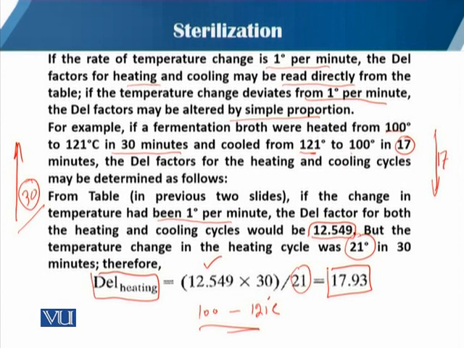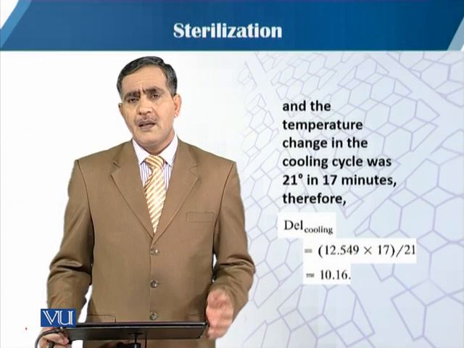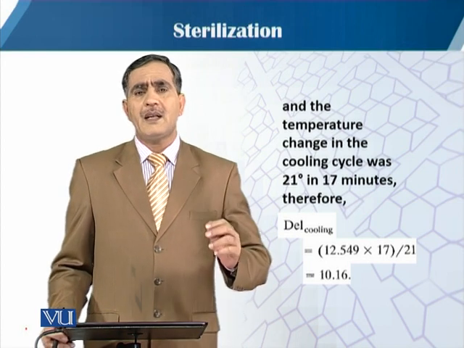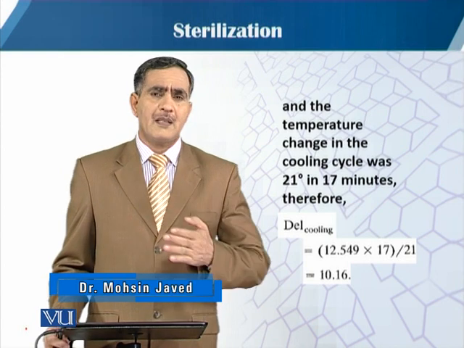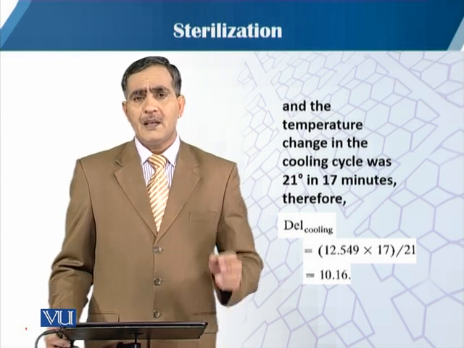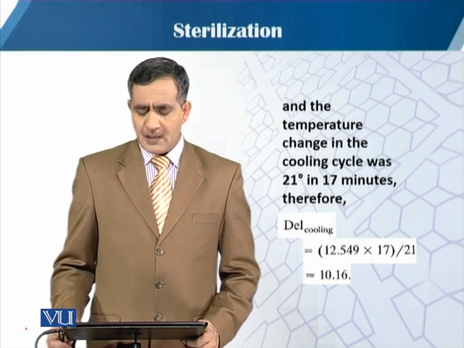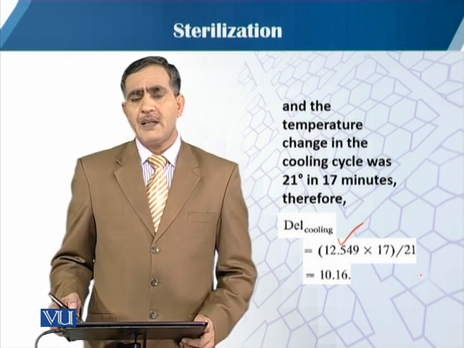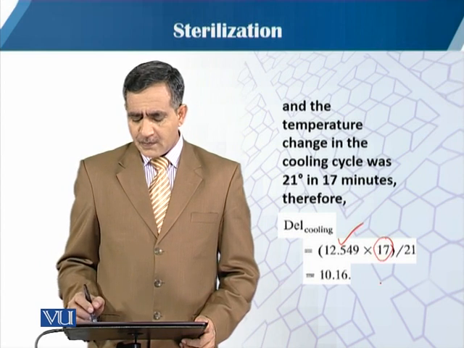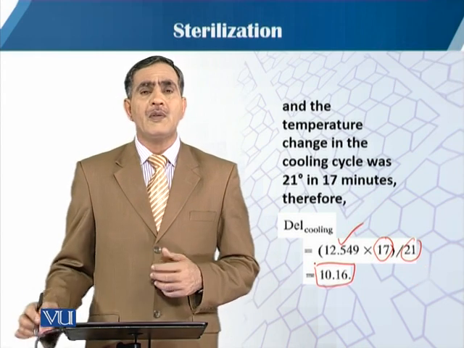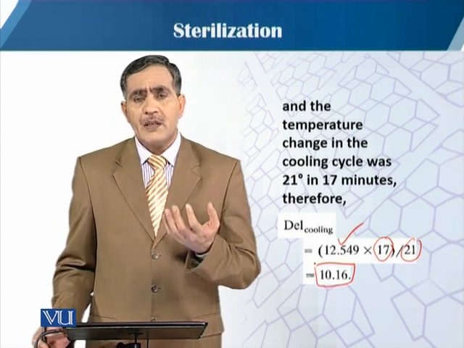17.93. In the same way, for the del factor of cooling, as in our previous example, the rising time from 100 degrees Celsius to 121 degrees Celsius is 30 minutes, and the cooling time from 121 degrees Celsius to 100 degrees Celsius is 17 minutes. Then the del factor at 121 degrees Celsius multiplied by the time and divided by the overall decrease in temperature gives 10.16, which is the del factor for the cooling cycle.